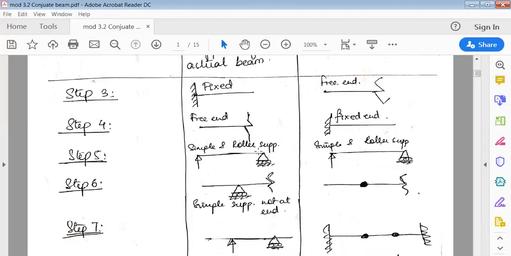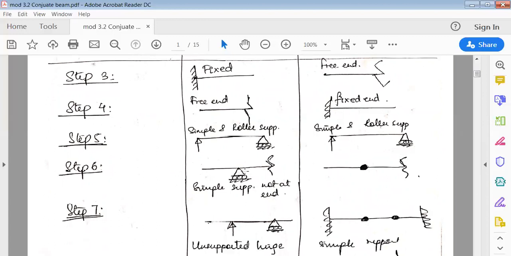Similarly, you can check this out. There is a simple support and a roller support. See here, this remains the same. If it is simply supported in the actual beam, in the conjugate beam also it is simply supported. If it is a roller support in the actual beam, in the conjugate beam also it remains a roller support. Then you can check this out. Here it is a roller support.